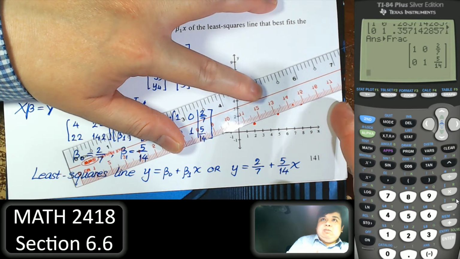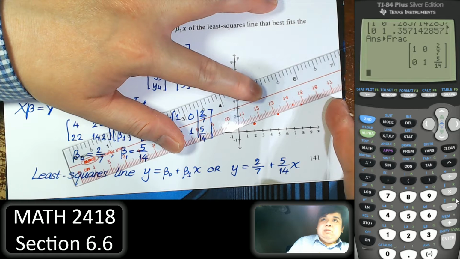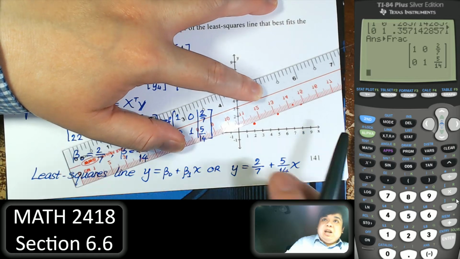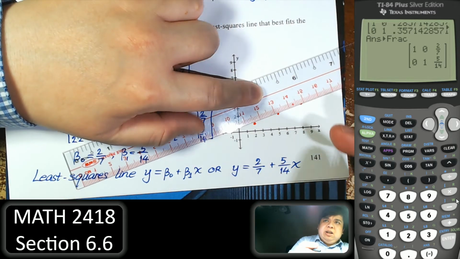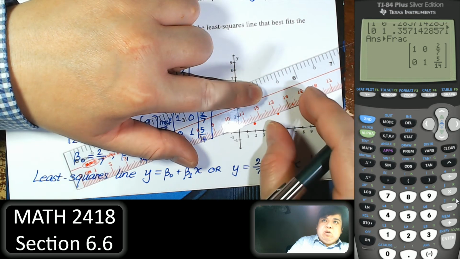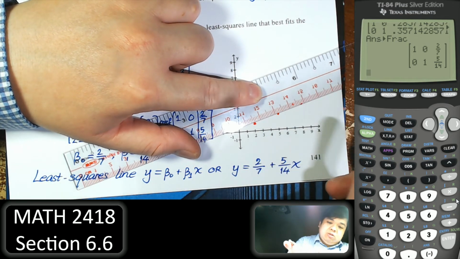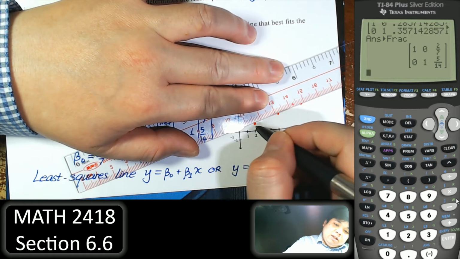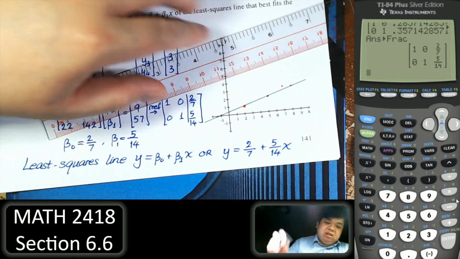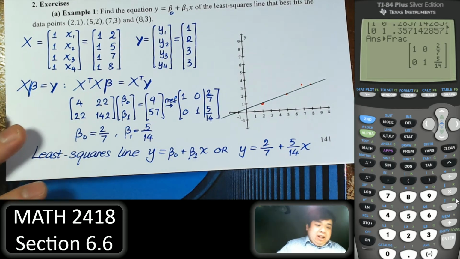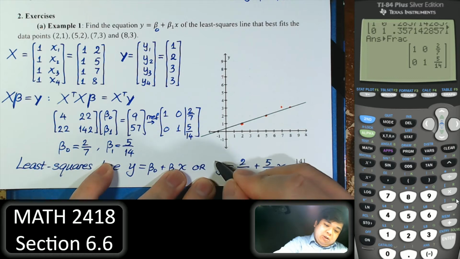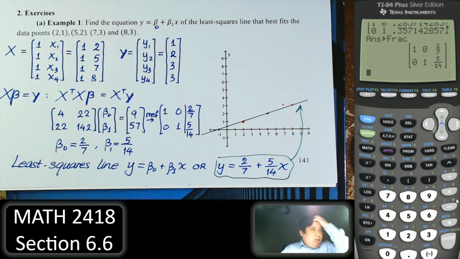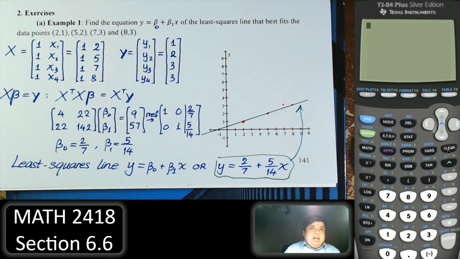So the rule that I learned from the other class: when trying the best fit line, if there's a bunch of points, make sure that the number of points above and the number of points below are relatively the same. So try to make the best fit line show something like this. Just guess. And then the equation of that line will be y equal to 2/7 x plus 5/14. Of course, if we want to use the calculator, there's an option for that.